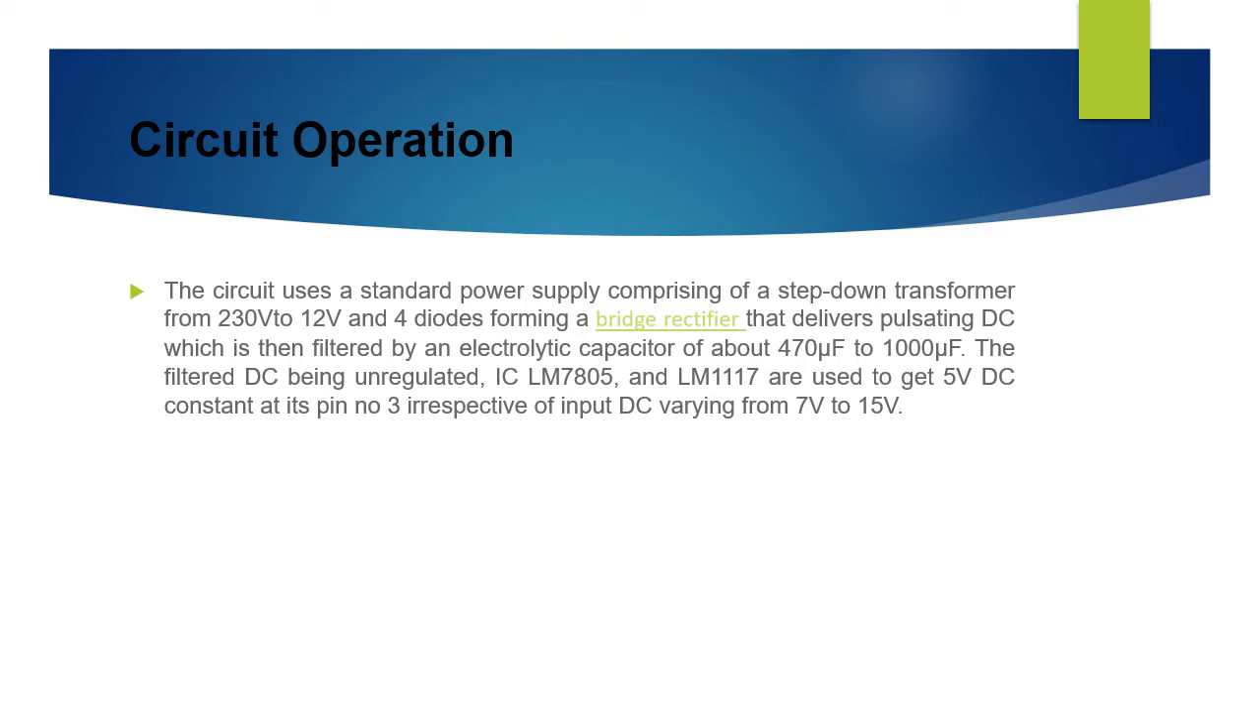Let us look into the operation of this circuit. The circuit uses a standard power supply comprising of a step-down transformer. Here we used a step-down transformer from 230 volt to 12 volt, and four diodes we have used, as we have seen in the picture, which is forming a bridge circuit. Like a Wheatstone bridge circuit, it is forming a bridge rectifier that delivers pulsating DC pulses, which is then filtered by an electrolytic capacitor of about 470 μF to 1000 μF.